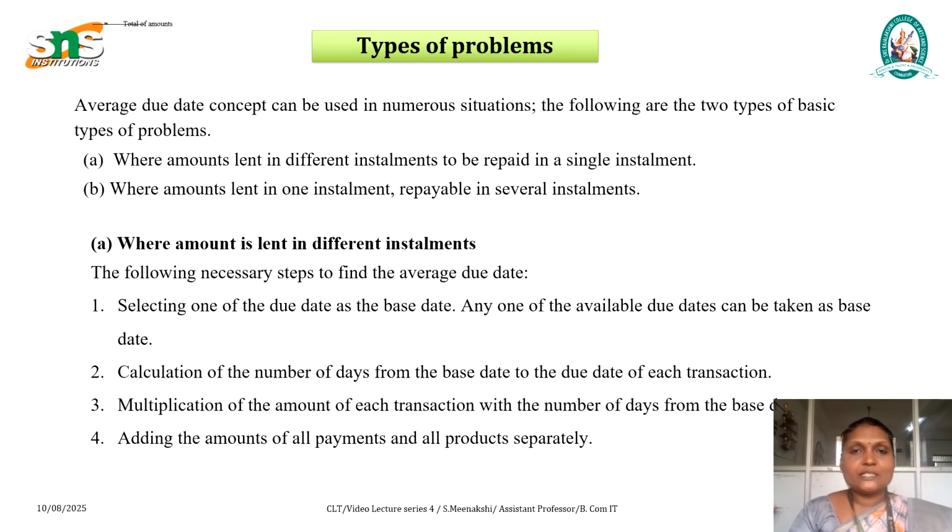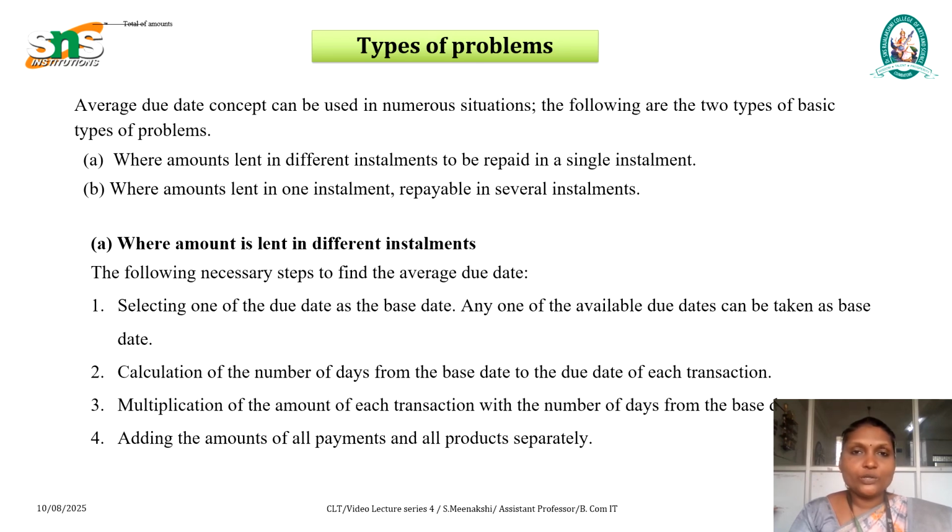There are two different methods adopted to calculate this average due date. The first one is where the amount is lent in different installments to be repaid in a single installment. So in this case, various amounts will be carried in different settlements, but it has to be repaid in a single shot. Whereas the second case is where the amount is lent in one installment, but repaid in several installments. So the lending amount will be settled in one installment, but it has to be repaid in several installments. So there are two different scenarios in the calculation of average due date.